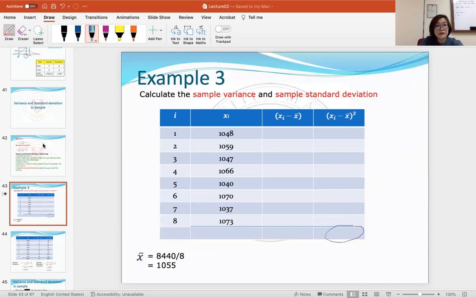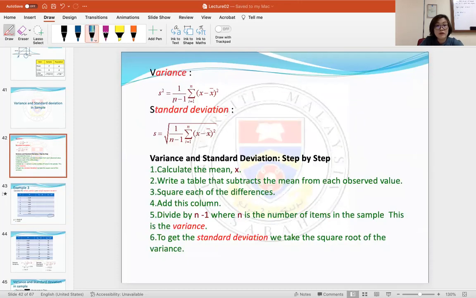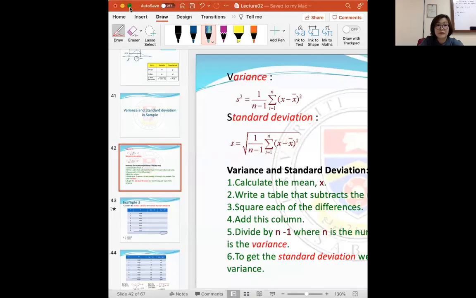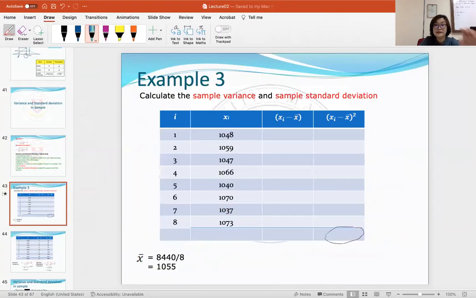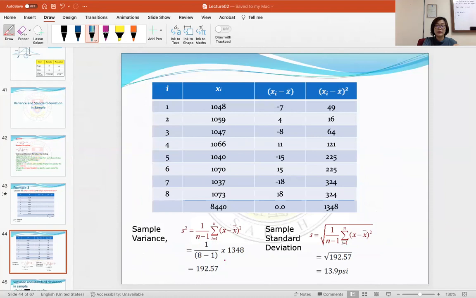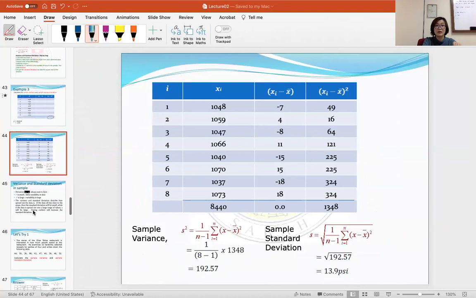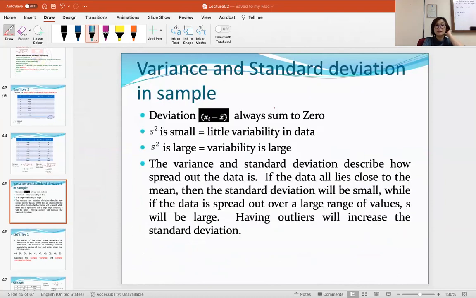And if your sample is small, you have to use 1 over the number of samples minus 1. Whereas for standard deviation, you just square root it, and you can get the standard deviation. In this sample, I have 8 data. I total them up and divide by 8. So that is our mean. Then we further analyze it, put the value in, and we can get our variance and our standard deviation.